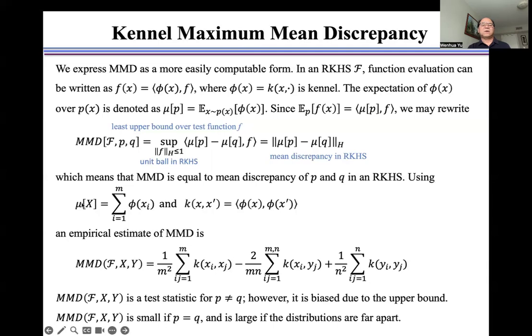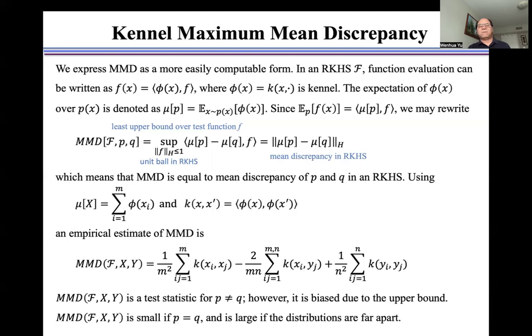Using the definition of the mean and kernel function, the empirical estimate of MMD is equal to the sum of three terms. First term, the x sampled from distribution P. Third term, the kernel function sampled over the distribution Q, and the second term, the kernel function sampled over the distributions P and Q.